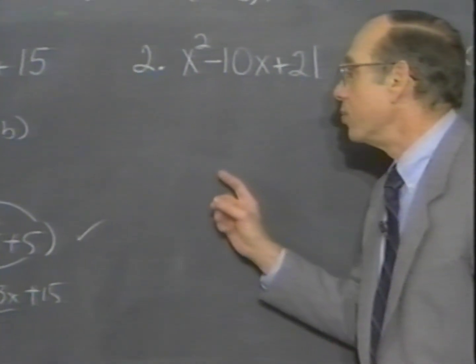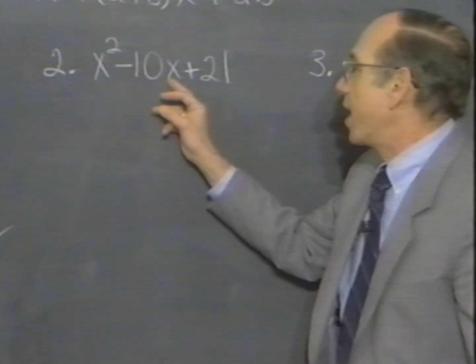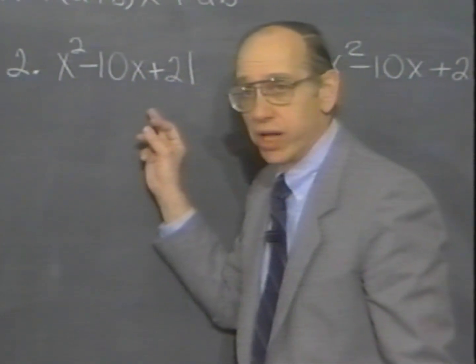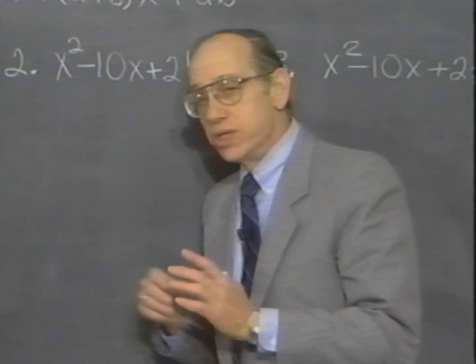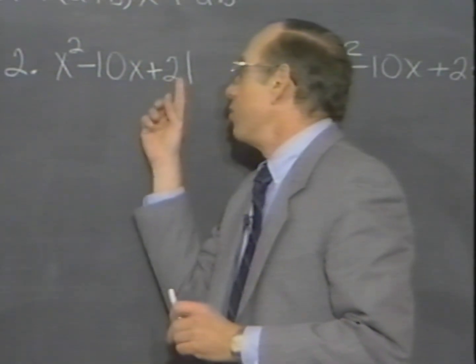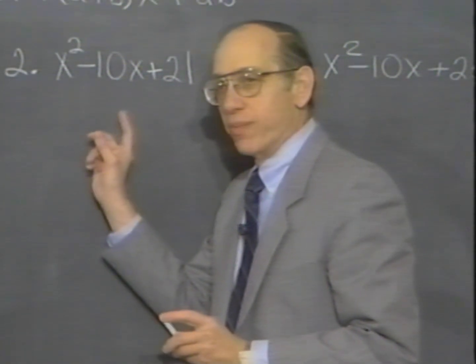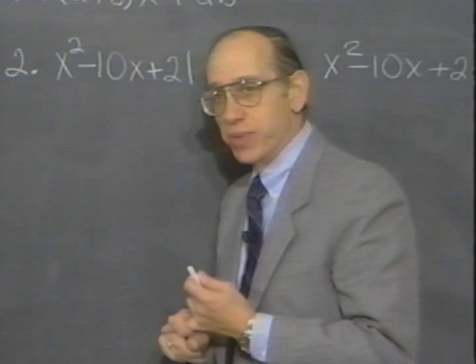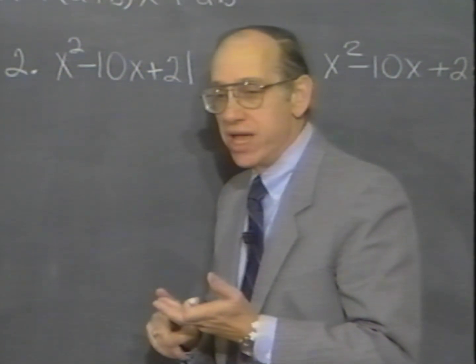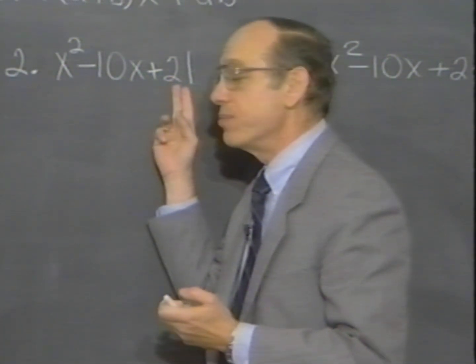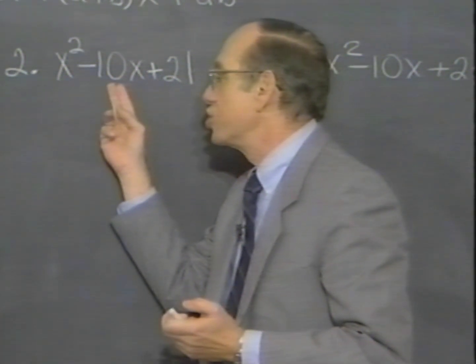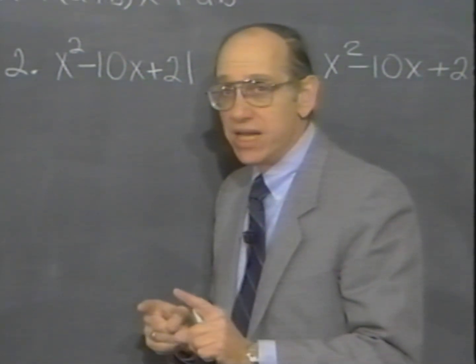In number 2, we have x squared minus 10x plus 21, and we want to factor this. Once again, remember the rule. We want to find two factors of the form x plus a times x plus b. We need two numbers a and b such that the product of a and b is 21 and the sum of a and b is minus 10 this time.